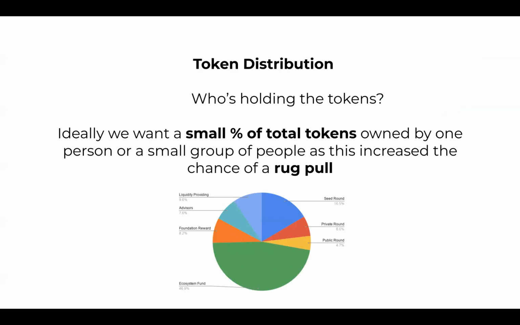Next thing is token distribution. Who is holding these tokens? Now, ideally, we want a small percentage of the total tokens owned by one person or a small group of people, because if we don't have this, this will increase the chance of a rug pull or a pump and dump, as we saw with Squid Game and so many others.